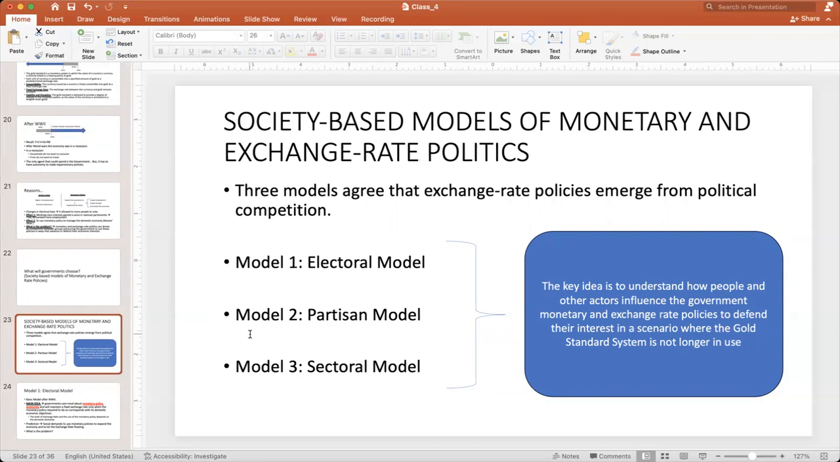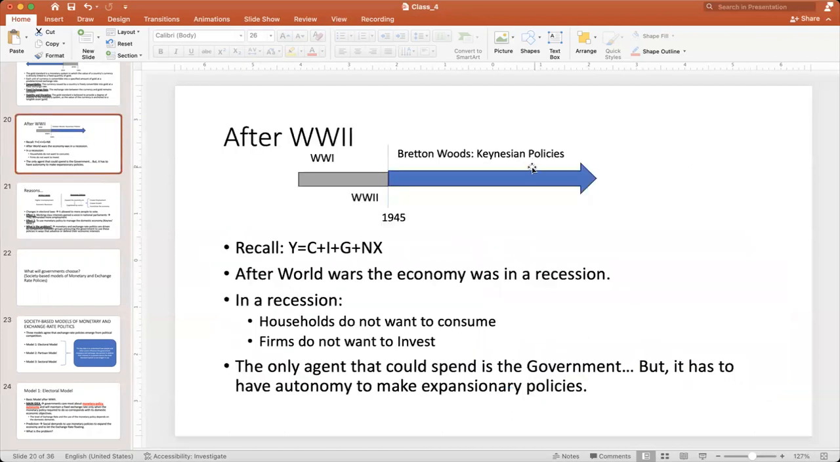The key idea here is to understand how people and other actors influence the government's monetary and exchange rate policies to defend their interests in a scenario where the gold standard system is no longer in use. So these three models are only useful if we are in the Keynesian policies. Why? Because otherwise, in the gold standard, governments were not allowed to use monetary and fiscal policies to boost the economy.